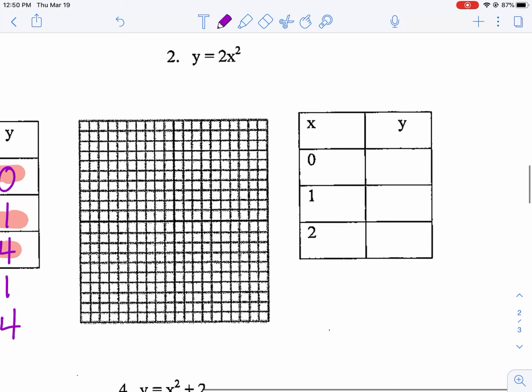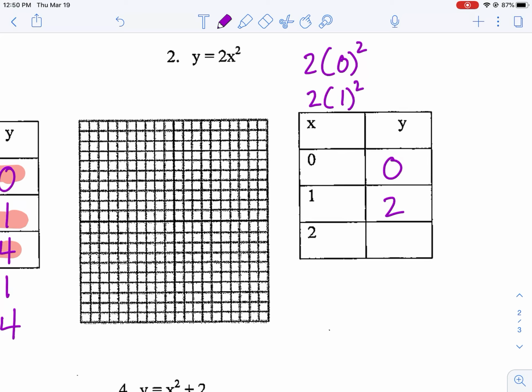So going back to our notes, we see that 2x squared, we think that's going to make it narrow, and let's do a quick check. Let's plug in 0. 2 times 0 squared. Order of operations, I do 0 squared first. 2 times 0 is 0. Then I do 2 times 1 squared. 1 times 1 is 1. 1 times 2 is 2. And then we do 2. 2 squared is 4. 4 times 2 is 8. And then same thing, let's do the negatives. So -1, I would get 2, and -2, I would get 8.